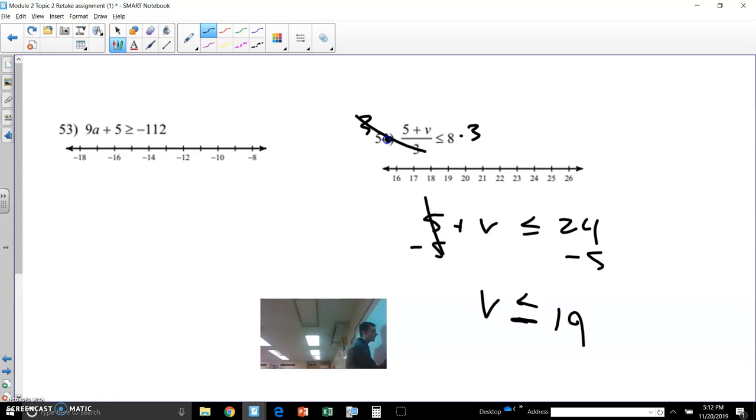So here is an "or equal." So I want to say v can be 19. 19 is a part of my solution, or any value that is less than 19.